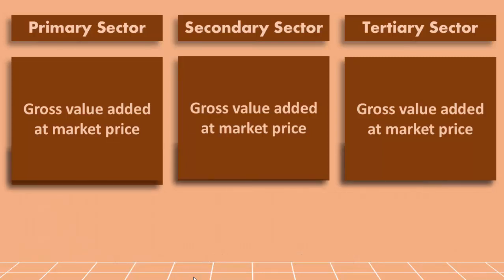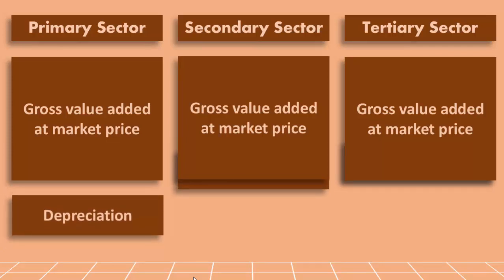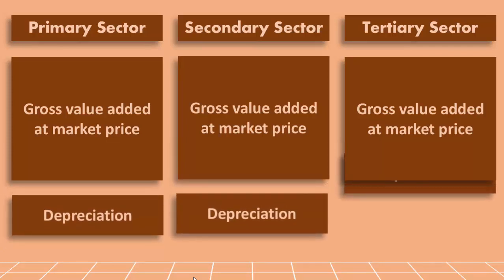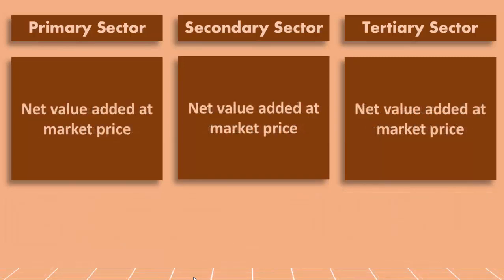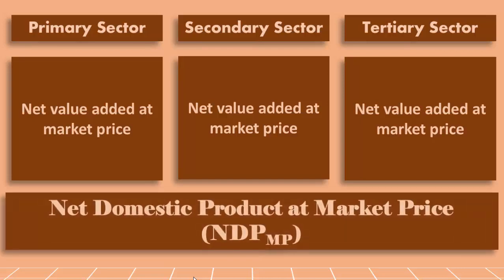If we subtract depreciation from the gross value added by the sectors, we will get net value added at market price. Their total will give us net domestic product at market price.